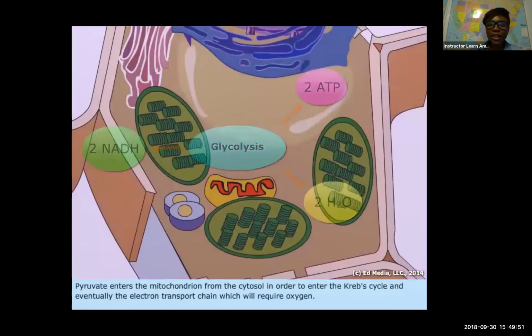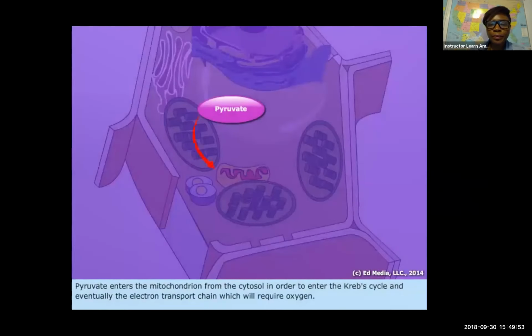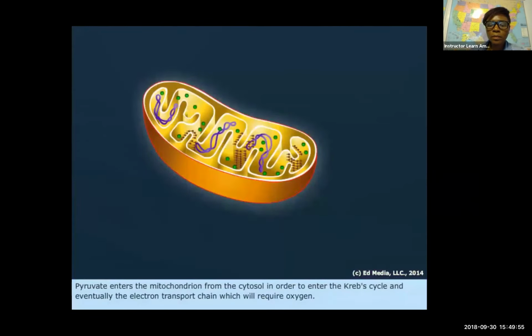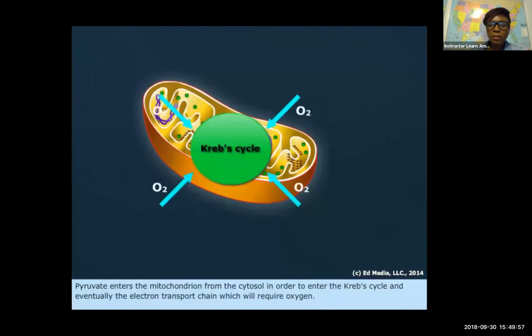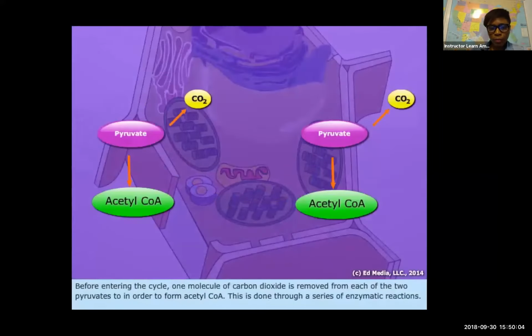That's our hydrogen carriers. Pyruvate enters the mitochondrion from the cytosol in order to enter the Krebs cycle and eventually the electron transport chain, which will require oxygen. Before entering the cycle, 1 molecule of carbon dioxide is removed from each of the 2 pyruvates in order to form acetyl-CoA. This is done through a series of enzymatic reactions.